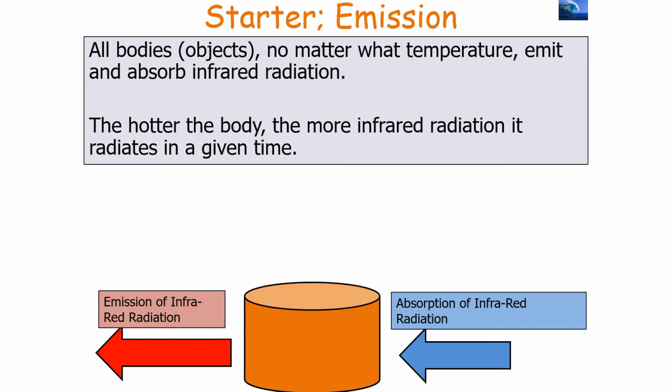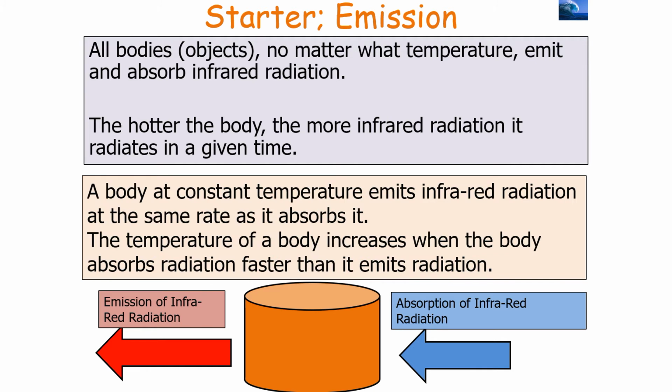So all bodies or objects, no matter what temperature, emit and absorb infrared radiation. The hotter the body, the more infrared radiation it radiates or emits in a given time. Now, a body at constant temperature emits infrared radiation at the same rate as it absorbs it. The temperature of a body will increase when the body absorbs radiation faster than it emits radiation, and the temperature of a body will decrease when it emits radiation faster than it absorbs it.